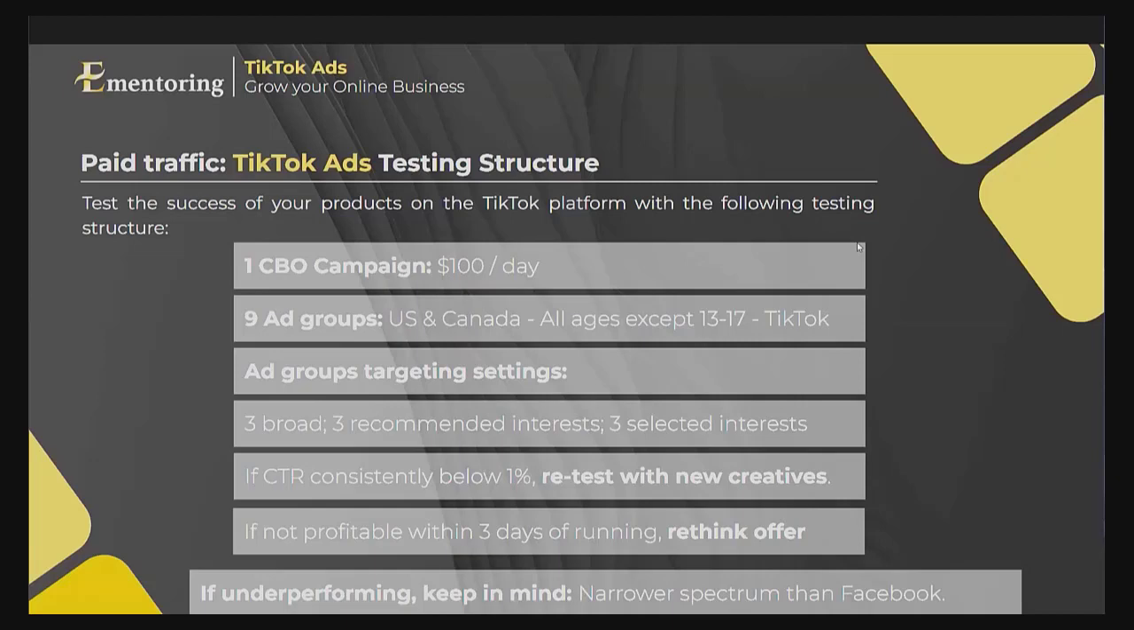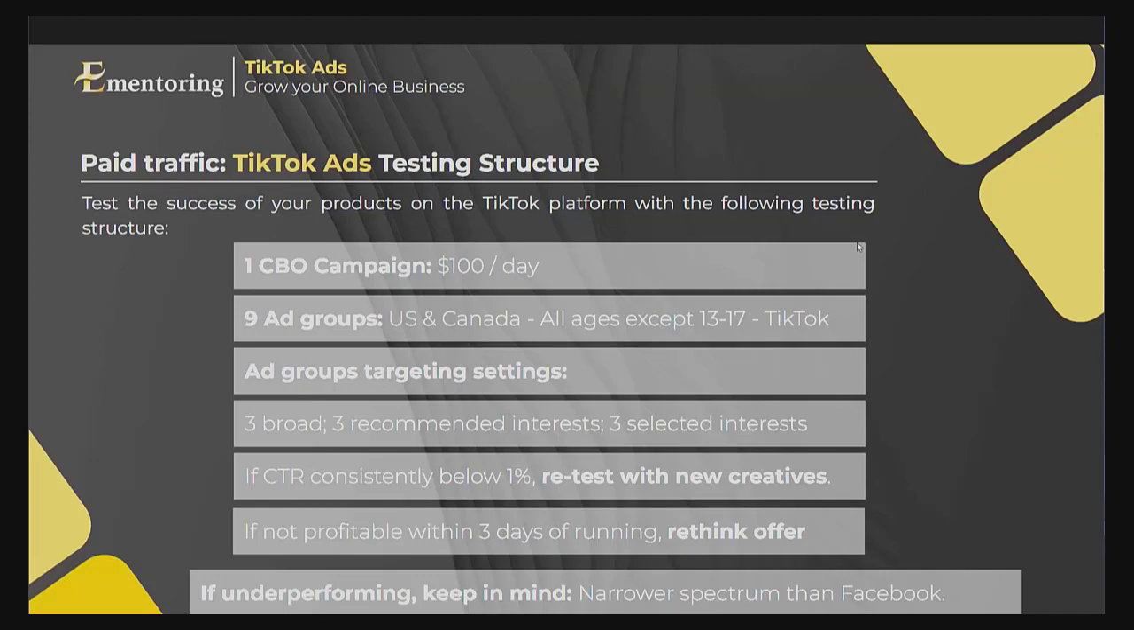So US and Canada, remove the younger age range, TikTok placement only. You don't want to go for their audience network. And then you want to use 3 different types of ad groups, each with 3 copies. So 3 broad, completely open, 3 with the recommended interests that the platform has, which is a reason why I recommend you install the pixel in your store before you intend to start running ads. So it starts getting some data, and then it's going to suggest the group of interests that you can inject into your ad groups. So 3 of these, and then 3 more ad groups with interests that you select yourself that you think will correlate well with the product.